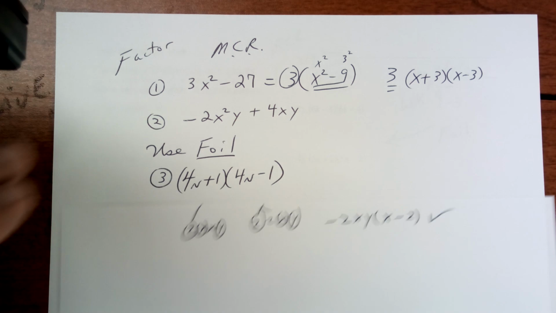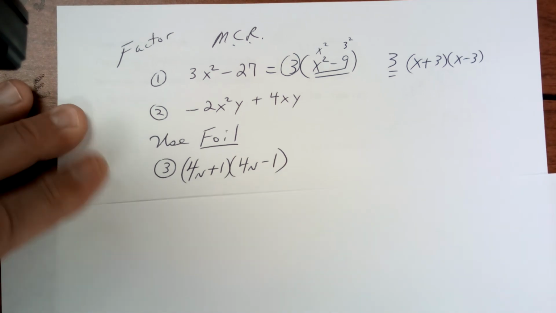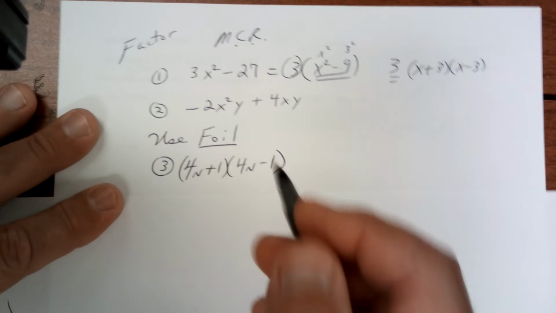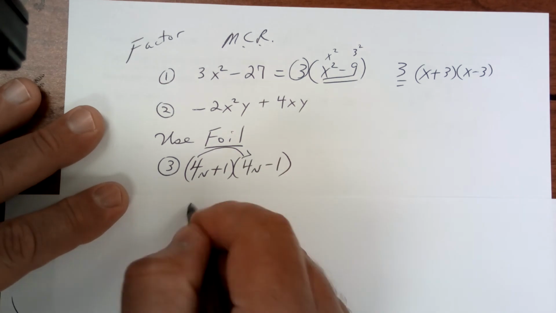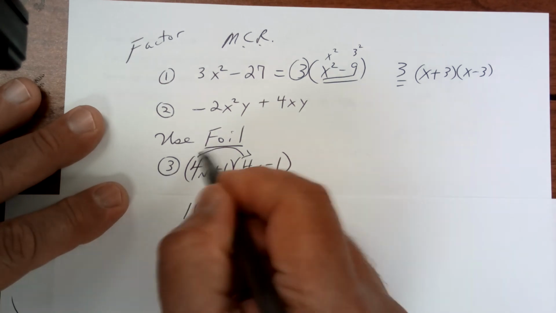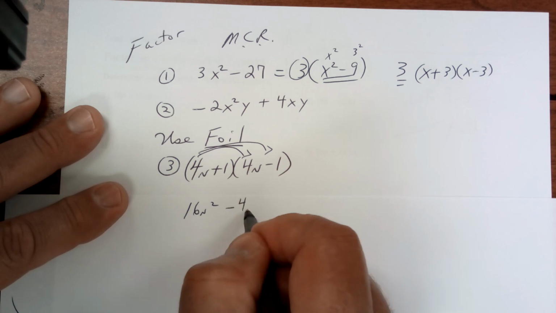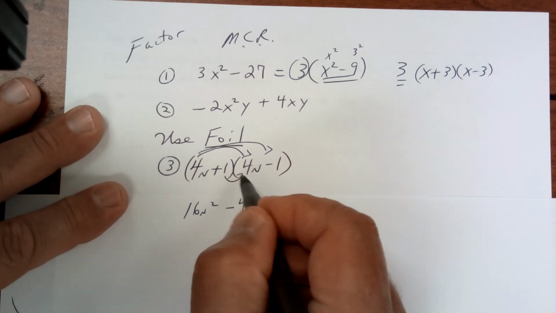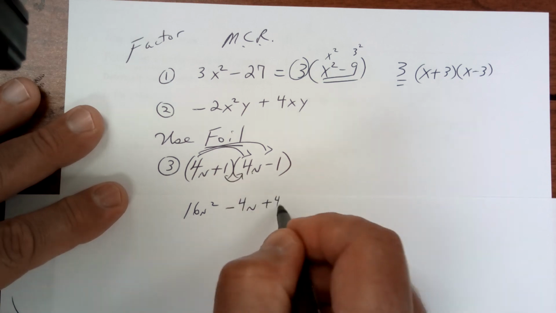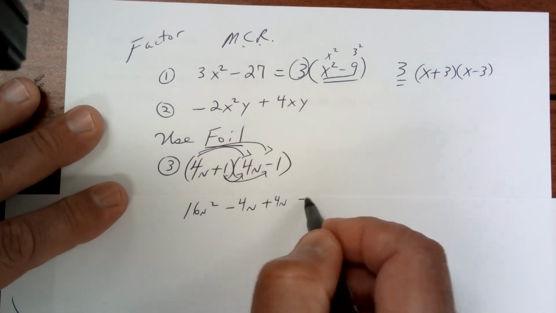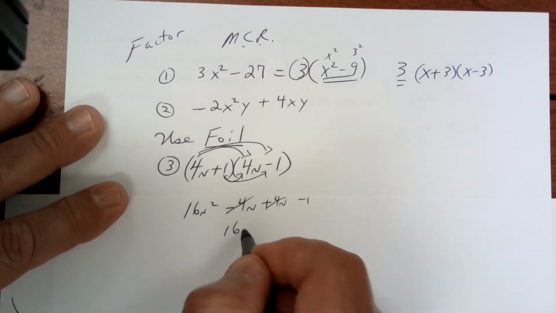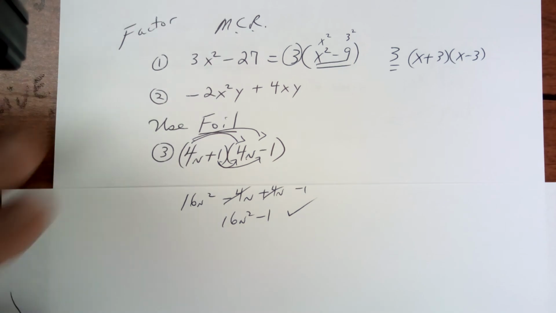This one right here, I want you to do FOIL, because on today's worksheet you're going to do FOIL. So you're going to take the first one, 4 times 4 is 16n squared. This times this is -4n. Then you switch to this one, and that's going to be a positive 4n. And then this one is going to be a -1. This cancels, so you get 16n squared minus 1, and you're done. And that's how you do that.